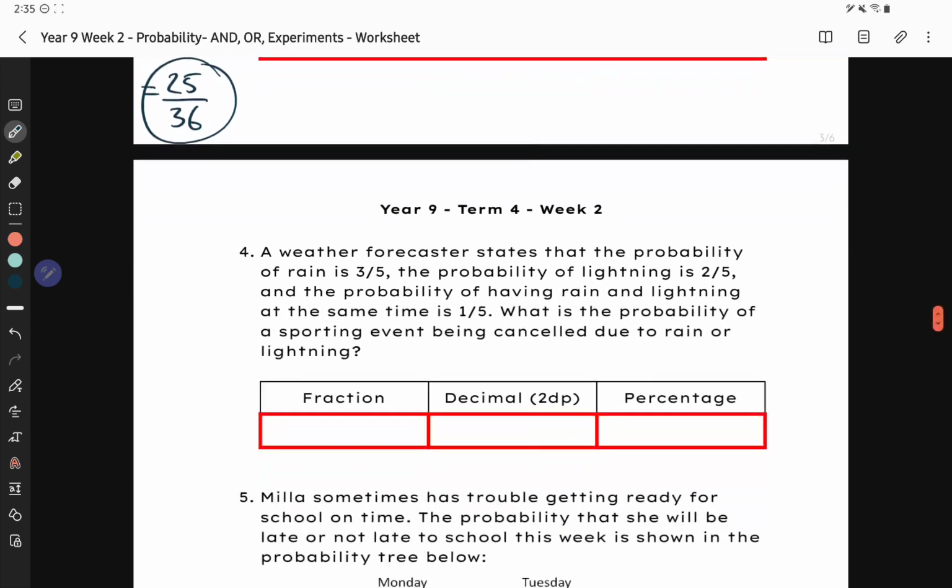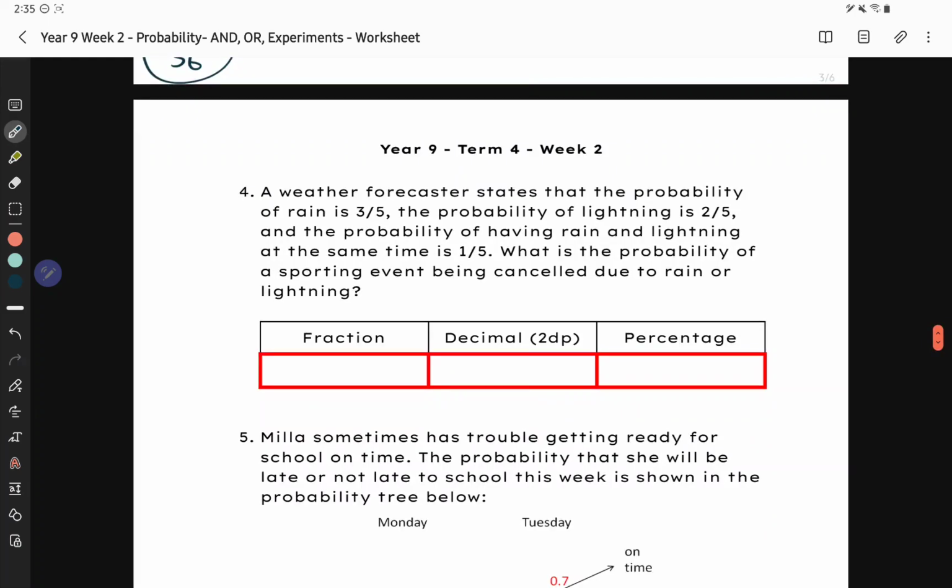Now let's carry on. Number 4, a weather forecaster states that the probability of rain is 3 out of 5. The probability of lightning is 2 out of 5. The probability of having rain and lightning at the same time is 1 over 5. Okay, what's the probability of the sports event being cancelled due to rain or lightning? So if there's either rain or lightning, they're going to cancel this event.